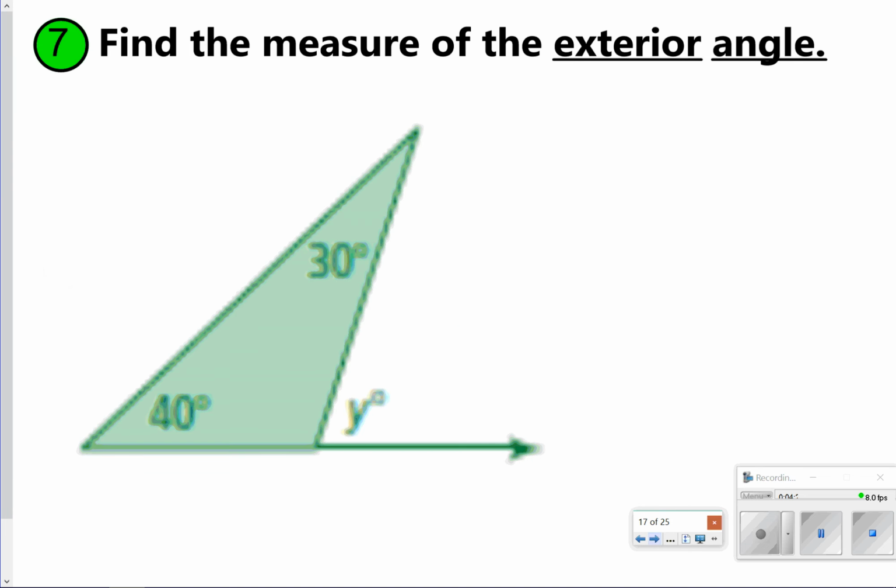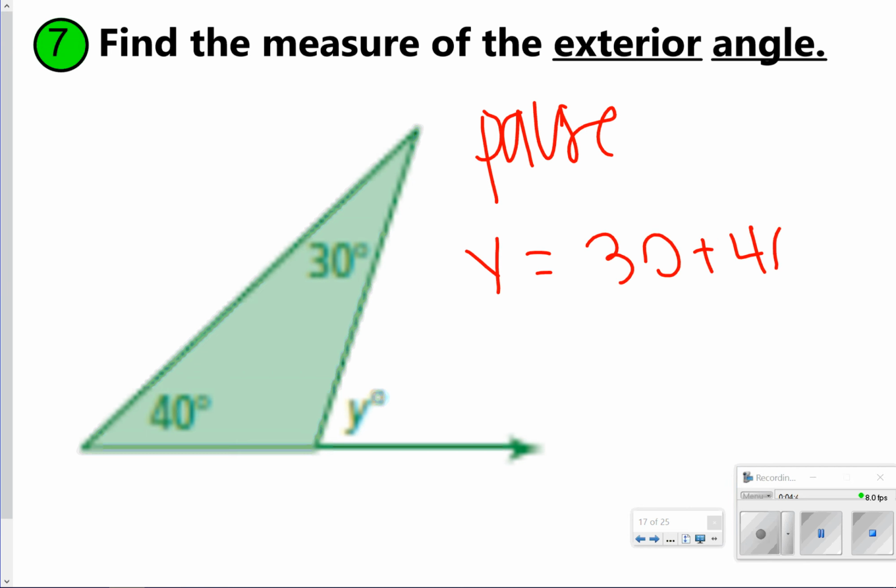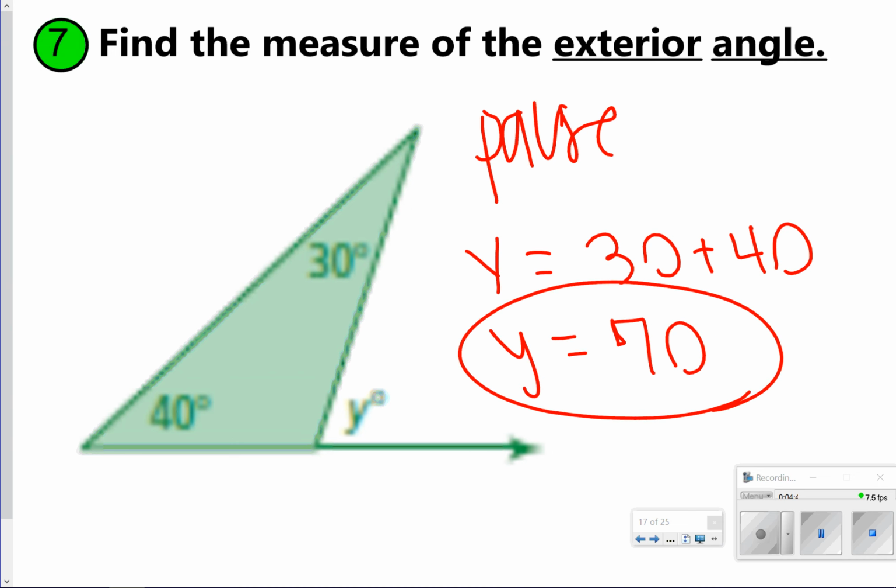So x is equal to 108, or the exterior angle is equal to 108 degrees. Here's one that you're going to try. So let's go ahead and look at number 7. Find the measure of the exterior angle, and once you're done, click play. So let's go ahead and pause and try it. Okay, so we know that the exterior angle y is equal to the sum of the non-adjacent interior angles. So y is equal to 70 degrees.